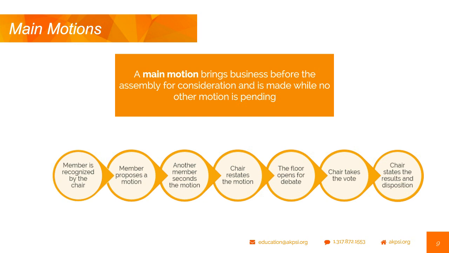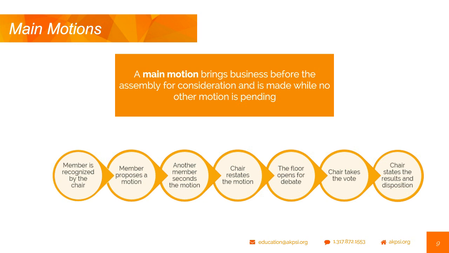So the chair would restate the question. It would sound like this: It is moved and seconded that, ... Is there any discussion? Once the chair says, is there any discussion, that officially opens the floor up for debate. After debate, the chair takes the vote. The chair states the result and disposition.